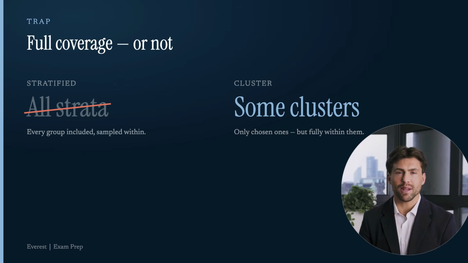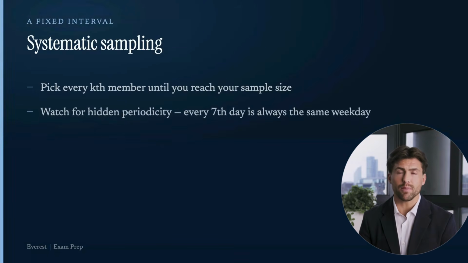Here's the trap. Stratified sampling includes every stratum and samples within each one. Cluster sampling includes only some clusters, but once a cluster is chosen, you're drawing from inside it, not skipping it. Mix up which one guarantees full coverage and you'll misjudge exactly how representative your sample actually is. Systematic sampling is simpler still.